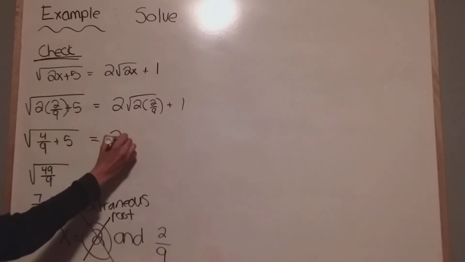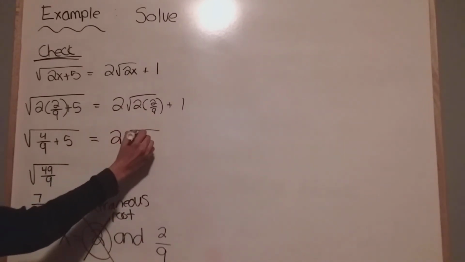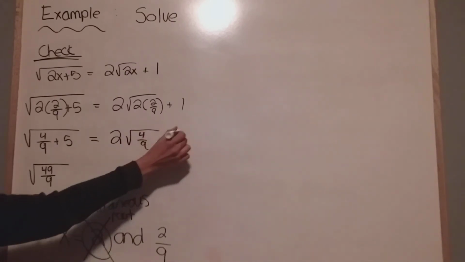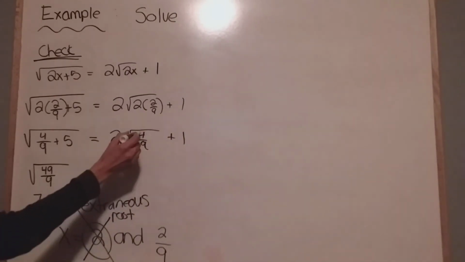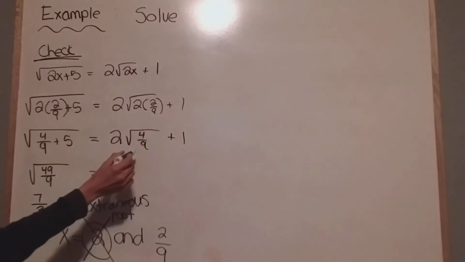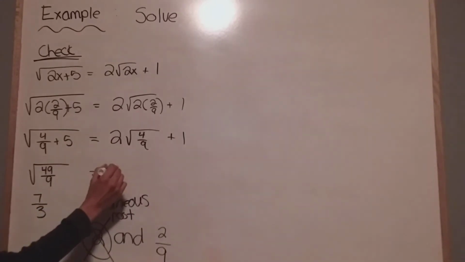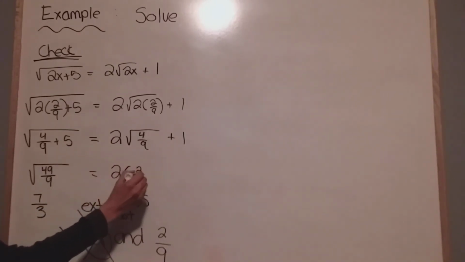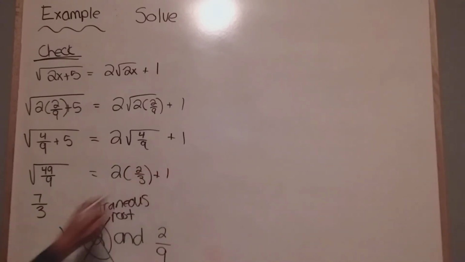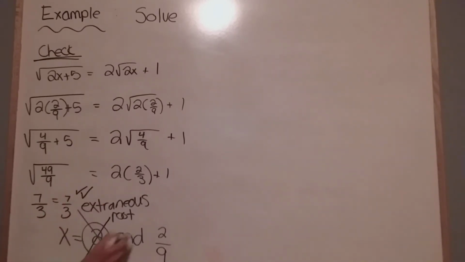So this side will become 2 times the square root of 4 over 9 plus 1. If I take the square root, I get 2/3. So it becomes 2 times 2/3 plus 1. And if you plug that into your calculator, you'll get 7 over 3. So this one works. So this is your final answer. So the answer to this question is 2 over 9.